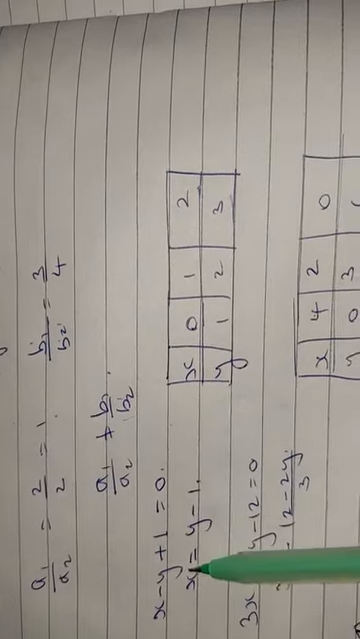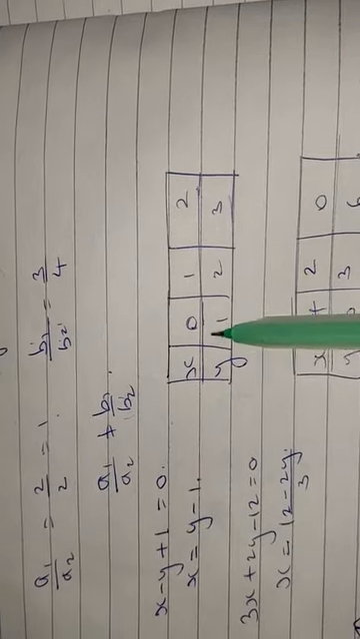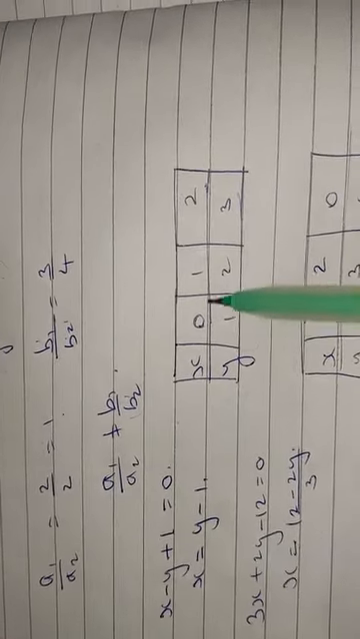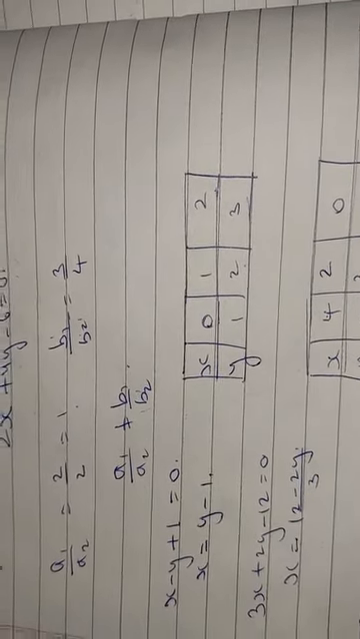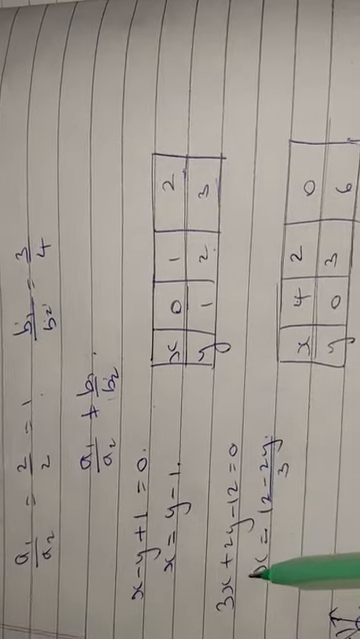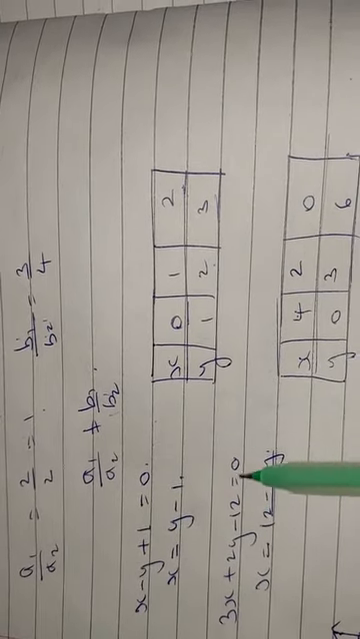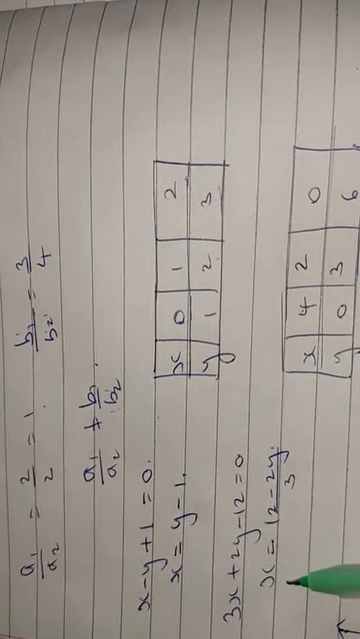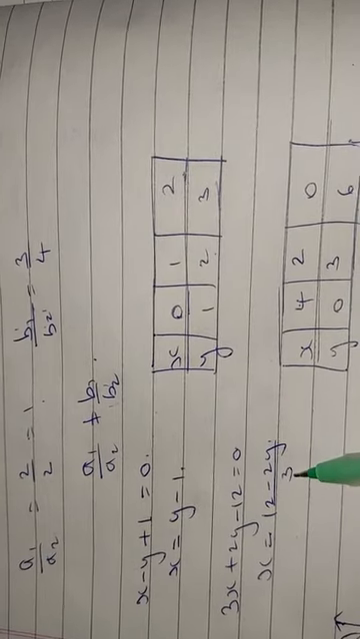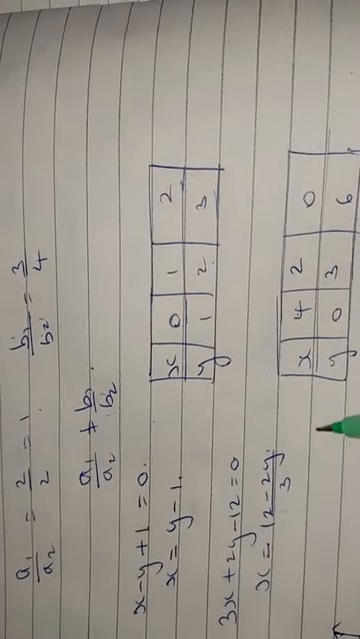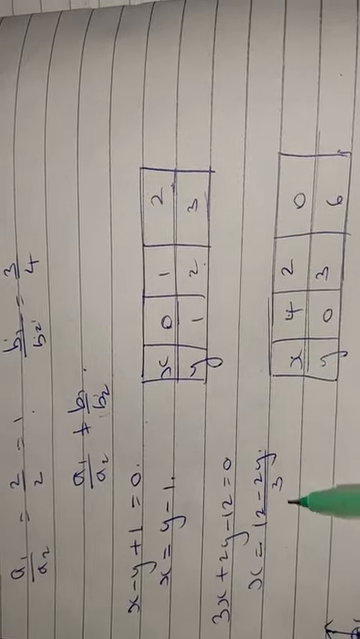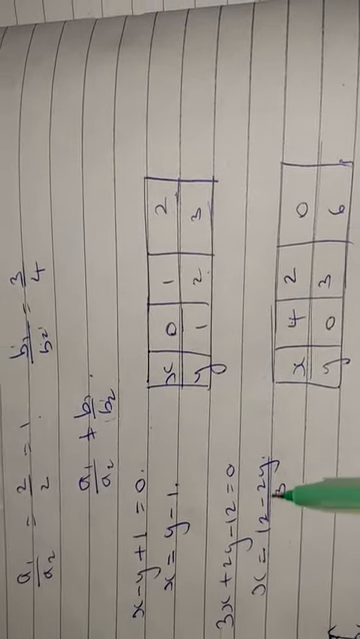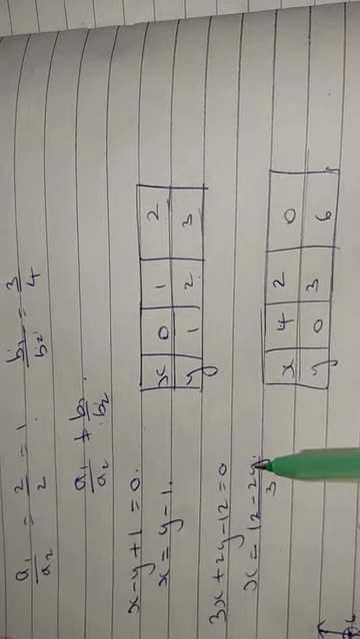Now you can put x value 0, then y value will be 1. When you put x is equal to 1, y gets 2. When you put x is equal to 2, y will be 3. Same for the second equation, 3x plus 2y minus 12 is equal to 0. So the value of x is 12 minus 2y upon 3. Now you have to put the values. If I put x is equal to 4, y will be 0.